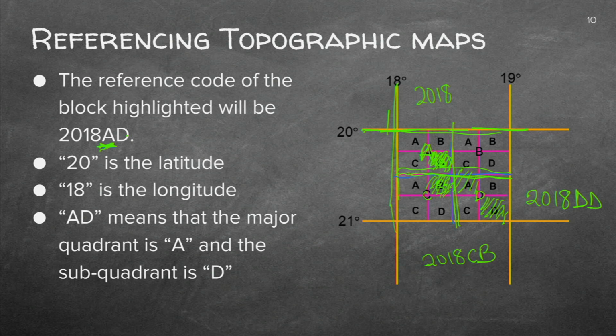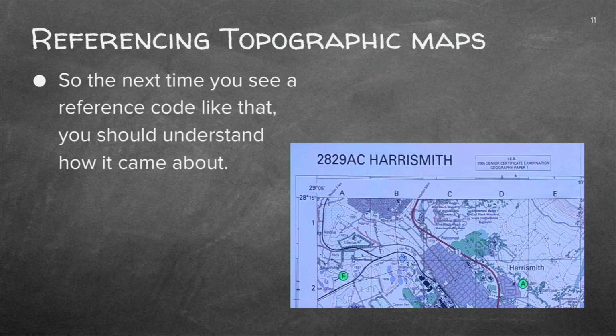Right. Okay. So look at the map we have been looking at, the 2829 AC Harry Smith. Do you now understand how the reference code came about? I am sure you do.